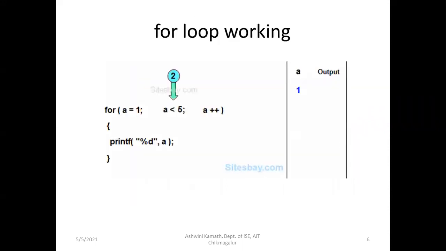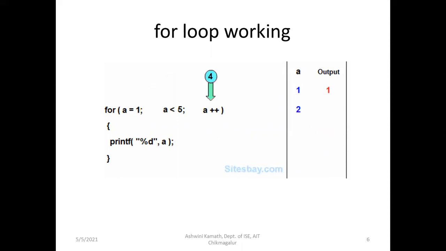So let's see how a for loop works. Initially we have taken a is equal to 1, a less than 5, and a plus plus, and then we are simply displaying the value of a. So when a is equal to 1, it will check the condition whether it is less than 5 and it will display that. Then the value of a will be incremented, a becomes 2, and then again it will check the condition whether a is less than 5, then it will display it.